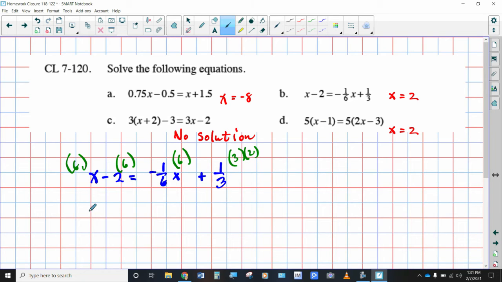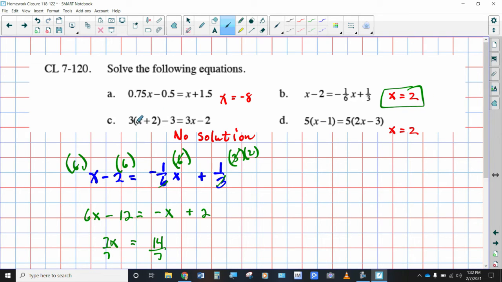So this becomes 6x minus 12 equals, cancel out the 6's, leaves you with negative 1x, and cancel out the 3's, which gives you 2 times 1, which is 2. So now this equation has been rewritten as this equation, and now I will choose to add 1x to each side to make that 7x, and I will add 12 to each side to make that 14. And 7 times something equals 14. Well, 14 divided by 7 is 2, so that something must be a 2.